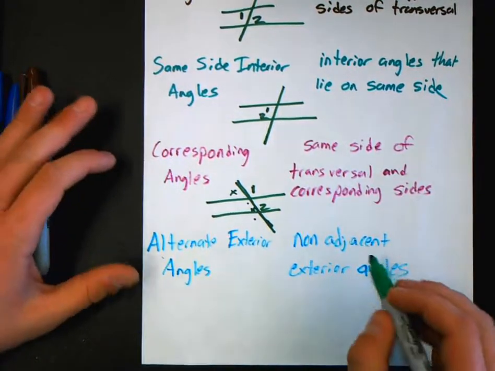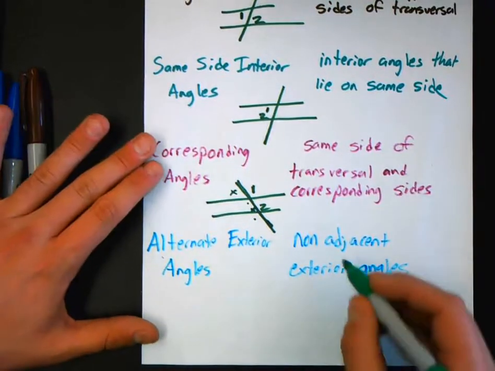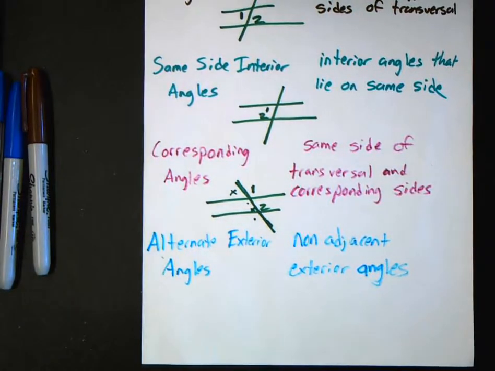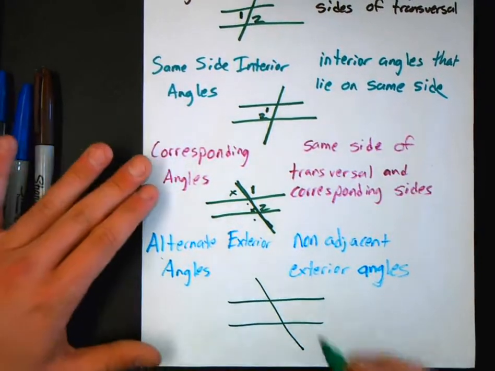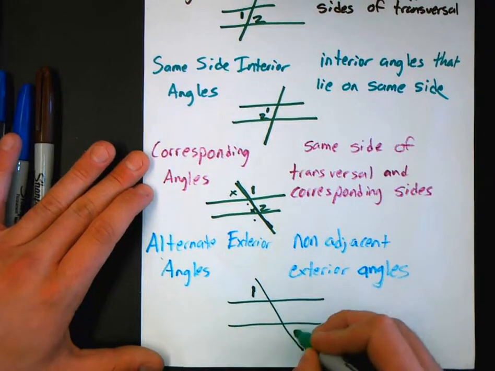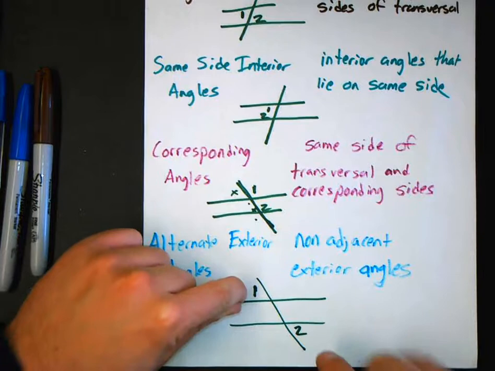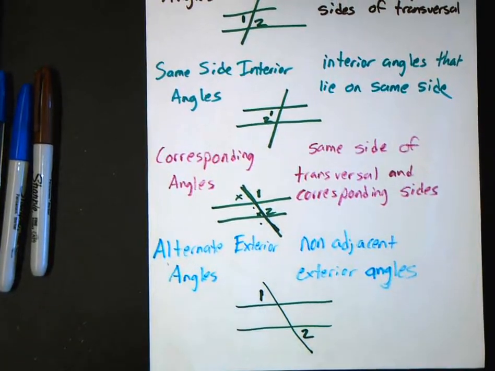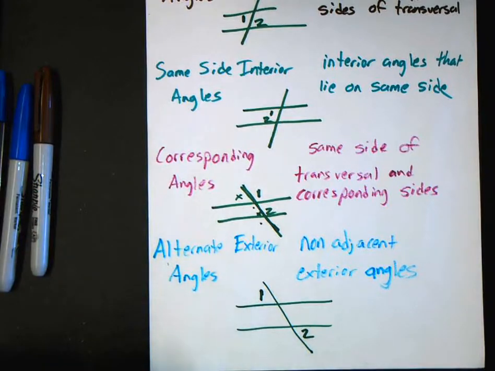And then alternate exterior is exactly like it sounds based on alternate interior. They're not touching each other and they are on the outside of each of the lines. So if we have a transversal, alternate means opposite sides of the transversal and exterior means outside of these lines. So this one and that one are alternate exterior angles. Left side of the transversal, right side of the transversal, alternate, and exterior is outside of these lines. So let's take a look at one final example before we finish this video.